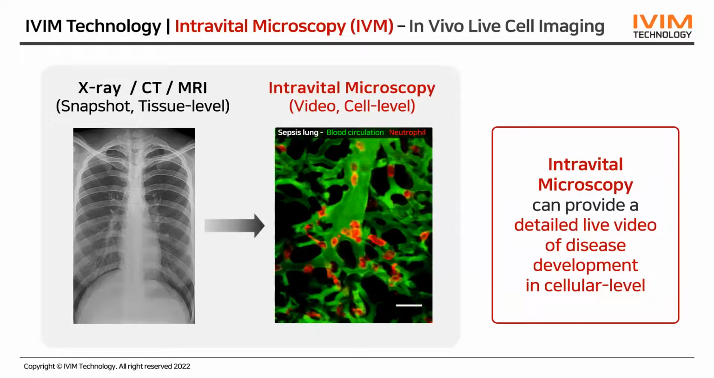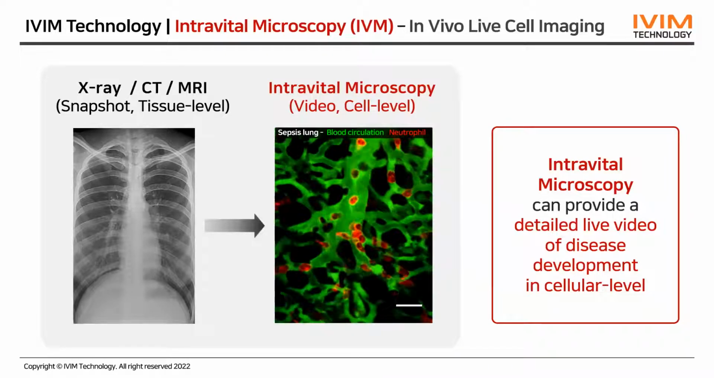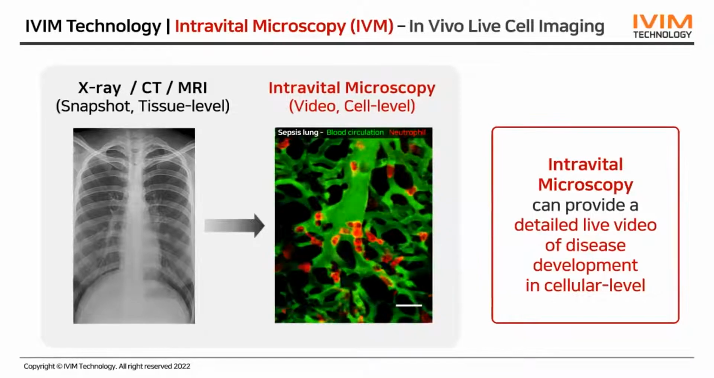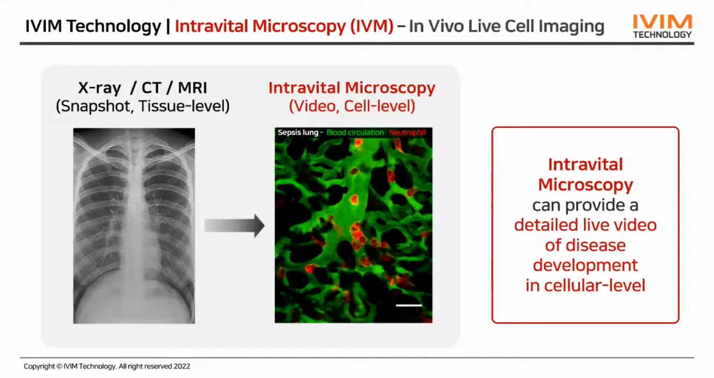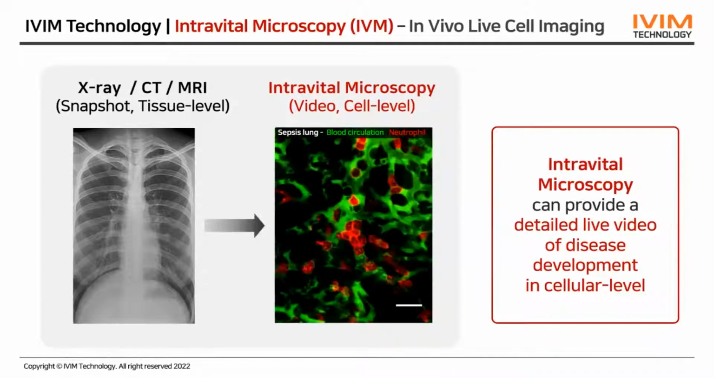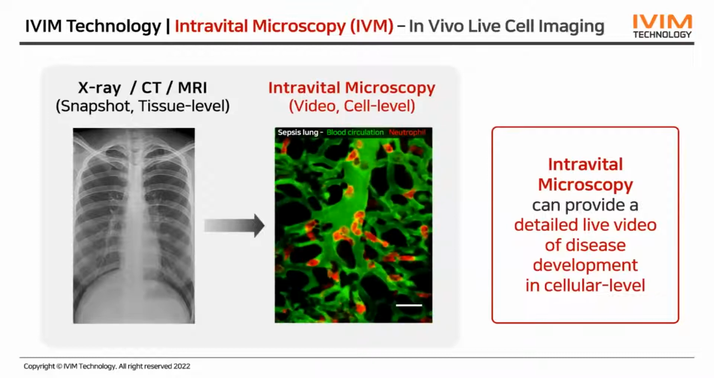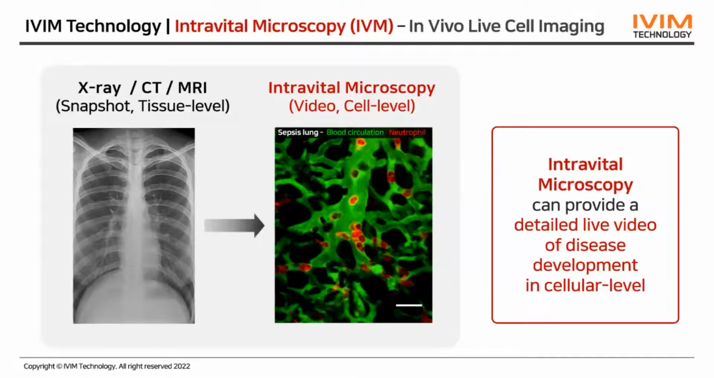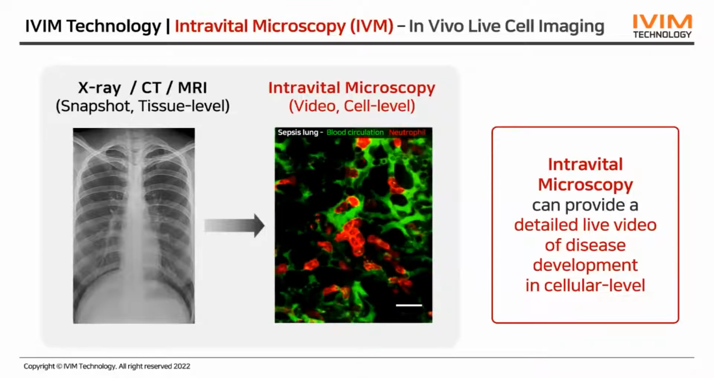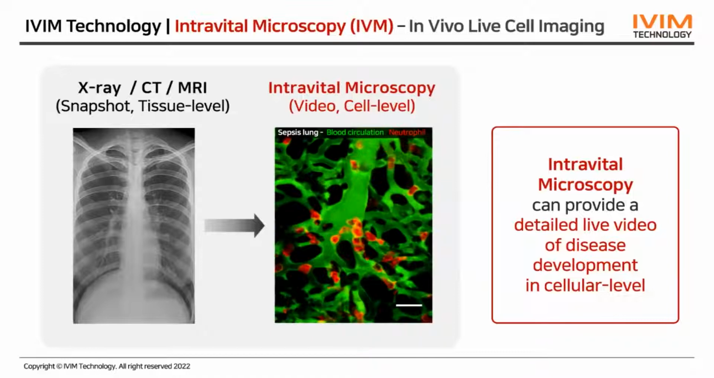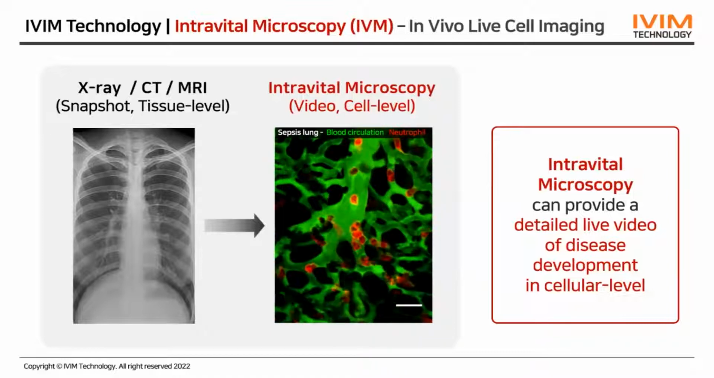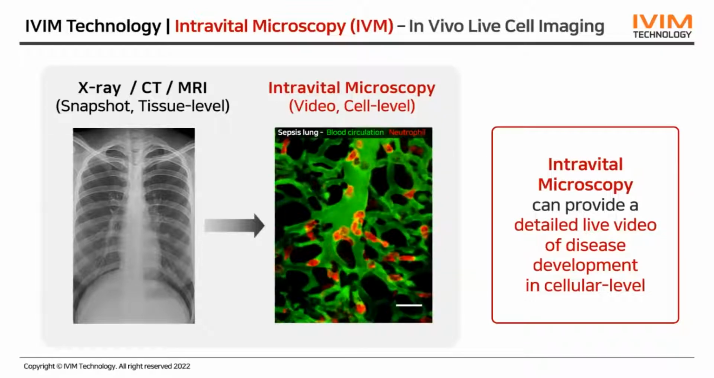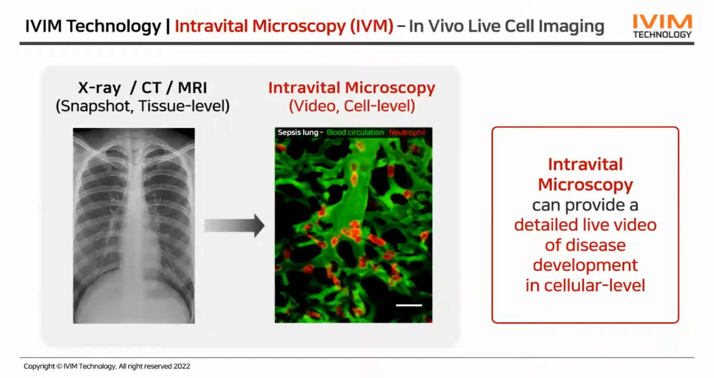Firstly, I'd like to introduce IVIM's intravital microscopy to observe live tissue and cells in live animals. While X-ray, CT, and MRI imaging technology provides only static and tissue-level information in a living object, intravital microscopy can provide a detailed, live cell-level video of disease development, as illustrated in this example video. Intravital microscopy is an extremely powerful tool that enables imaging of several biological processes in live animals over the long term.